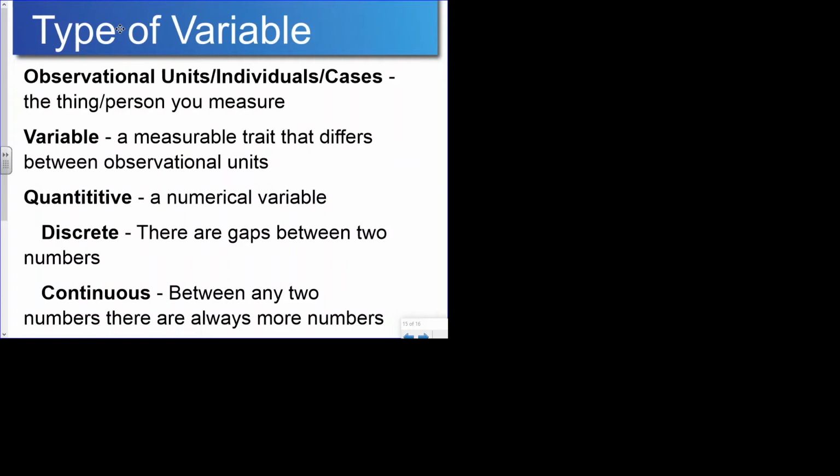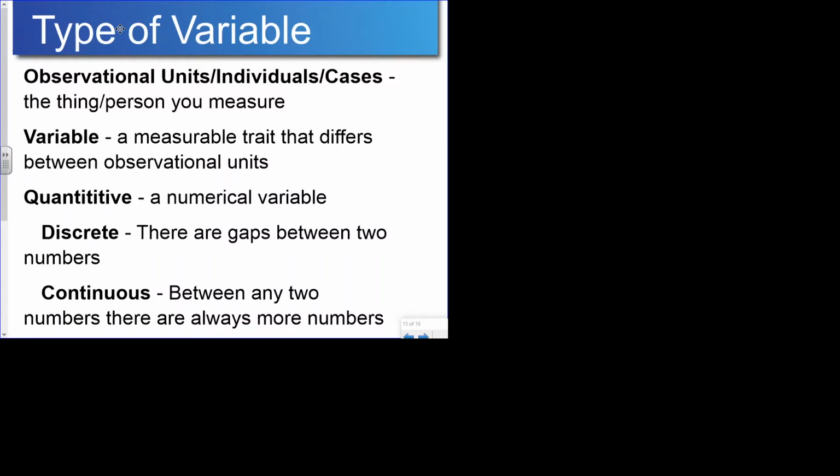Variables, the first thing we have to talk about are what are called observational units, or individuals or cases. It's going to depend on which resource you look at. But it's basically the thing or the person that you're measuring. And we're going to ask you that question a lot because variables and observational units are different things. The observational unit is who or what you're measuring, but the variable is that trait for that person or thing.